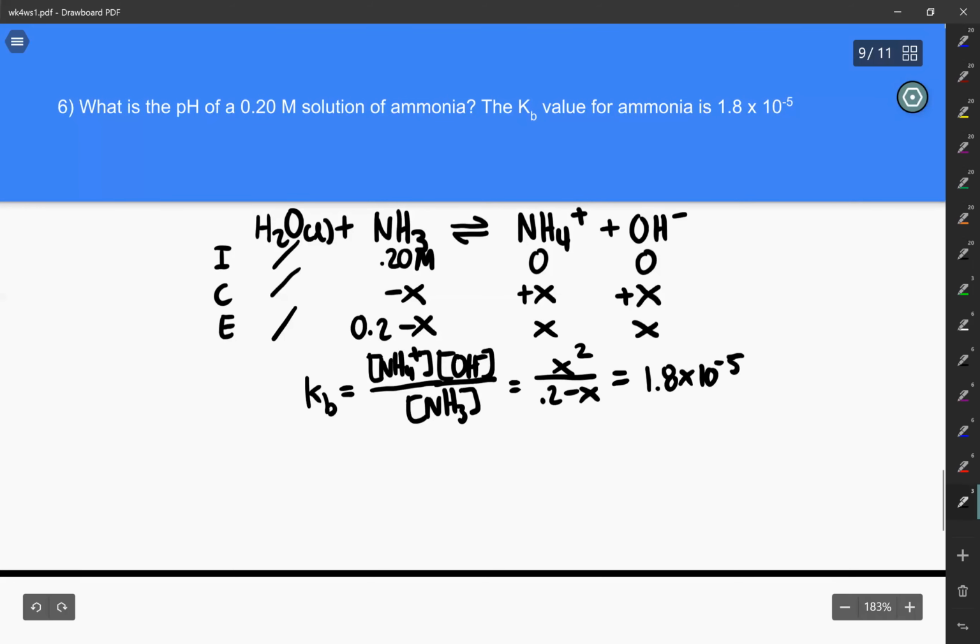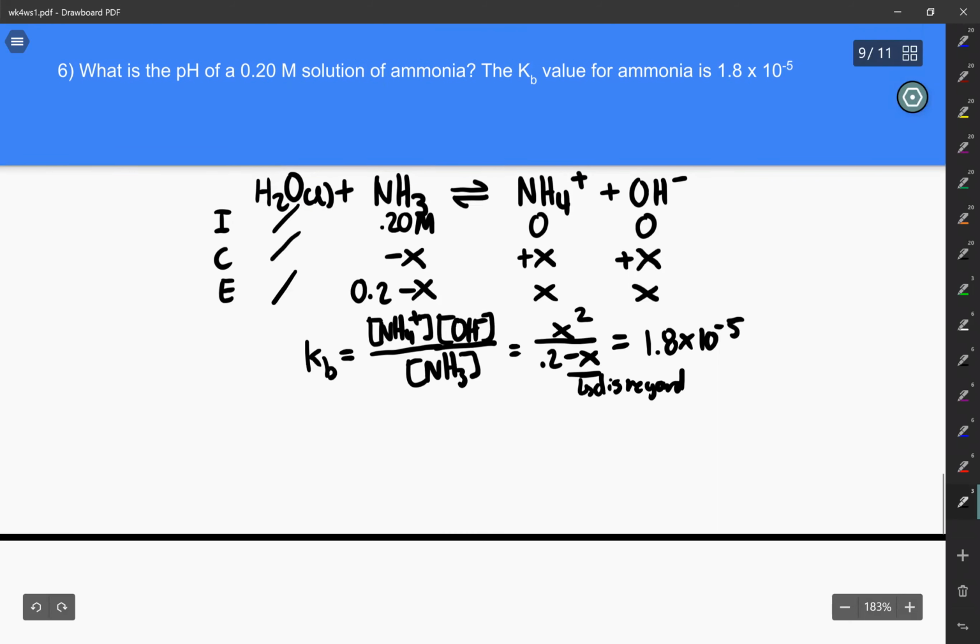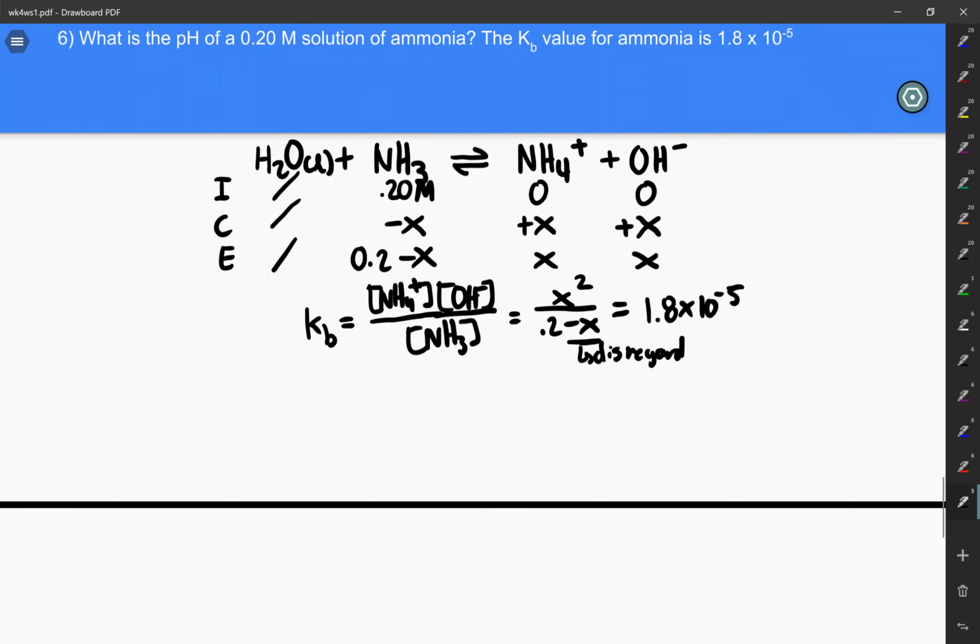In this equation, because our Kb value is significantly small, we can disregard the x on the bottom, and we can use the 5% rule to solve for this. If we disregard the x on the bottom, our x is going to be equal to 0.0019, which of course is equal to our OH minus concentration.